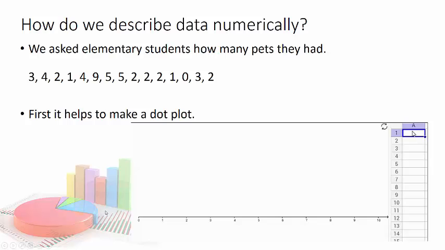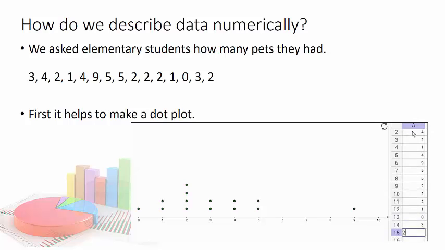I found a cute little applet where I enter in the data, and it just starts lining the dots up. So when I put in all the data that you're seeing up there, you can see the dot plot for me. Okay, so this is how the data looks. How would we describe this data?